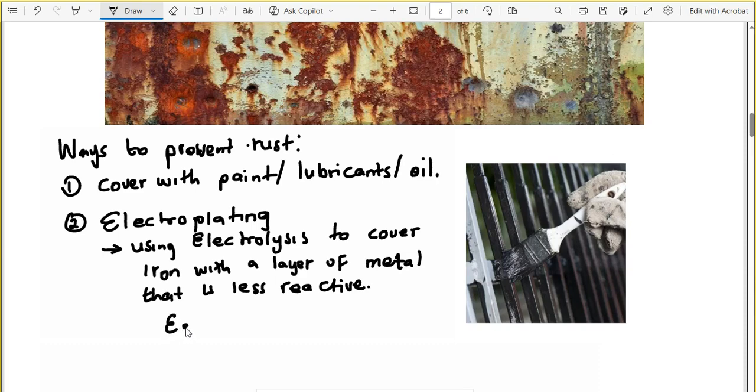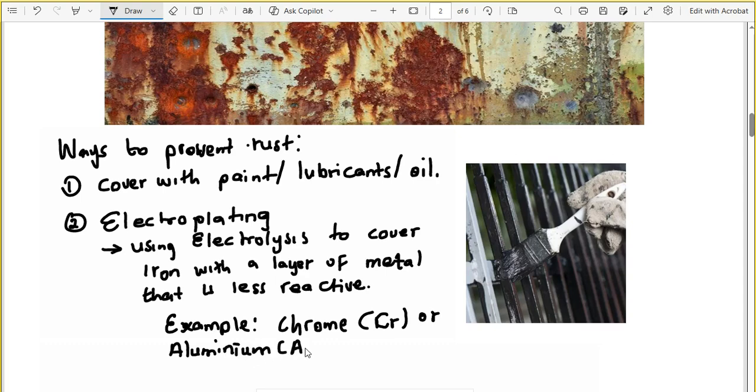Okay, let's give an example. We can use chrome, and that's Cr, or you can definitely use aluminum. Can aluminum rust? No. So that's what we can use to prevent rust.